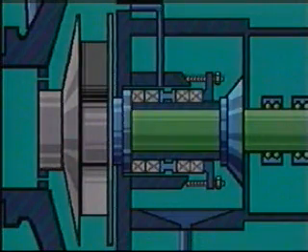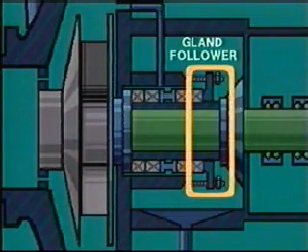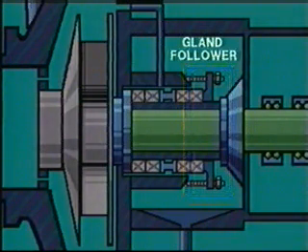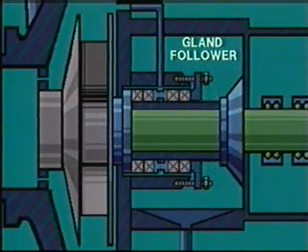Look closely and you'll see that this piece called a gland follower fits into the open end of the stuffing box. It holds the packing and lantern ring in place against the throat bushing. If you adjust the gland follower's pressure against the other parts of the packing gland, you can regulate the flow and leakage rate of the fluid lubricant.